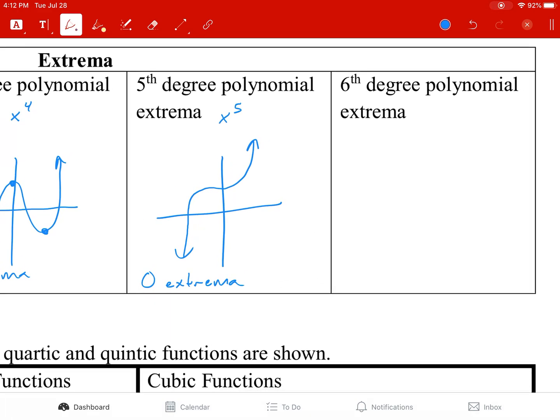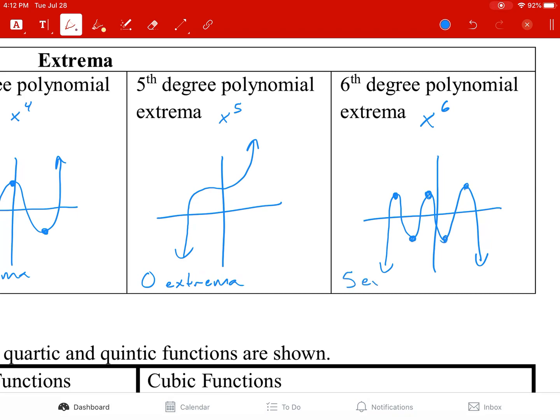And here, let's go through another one. We have a 6th degree polynomial, so something raised to the 6th power. And you have something that looks like this. And we have a bunch of different peaks, a couple different valleys. We have a total of 5 extrema. So, oops, I spelled that wrong.